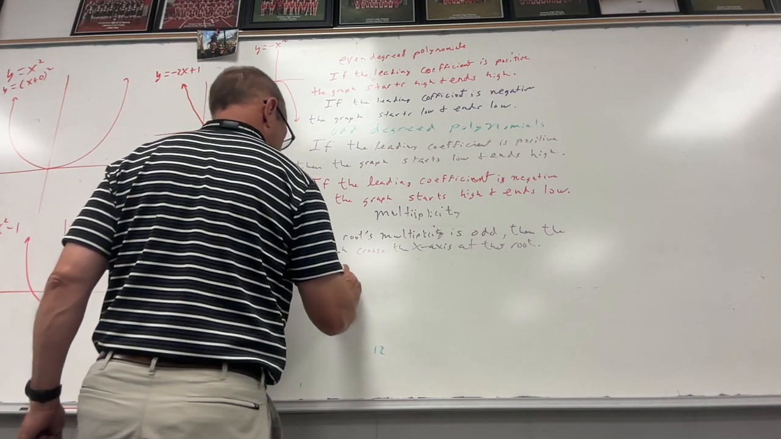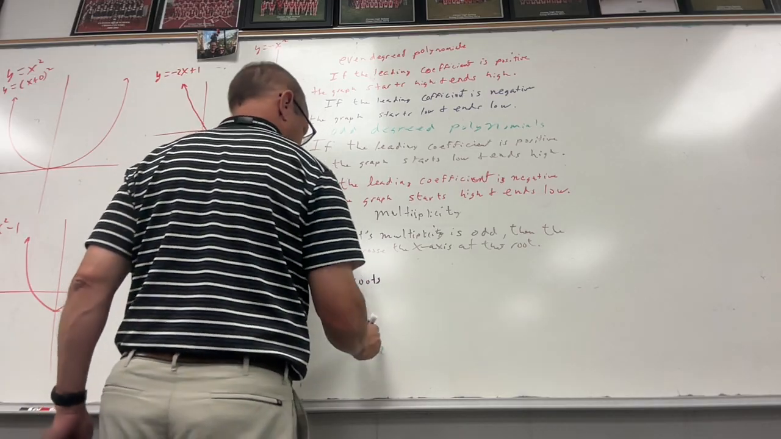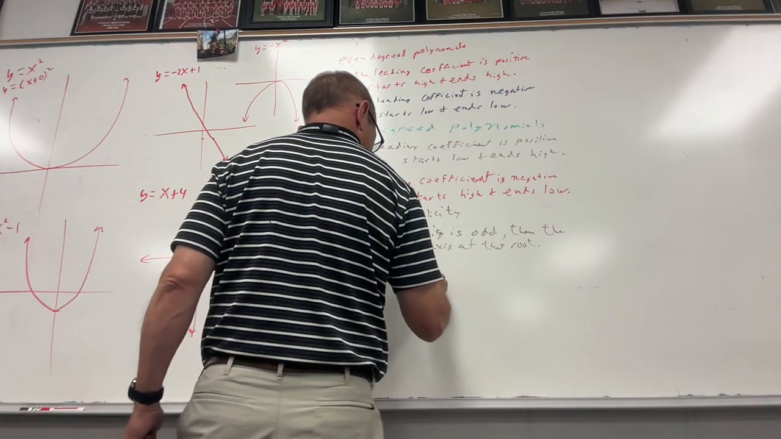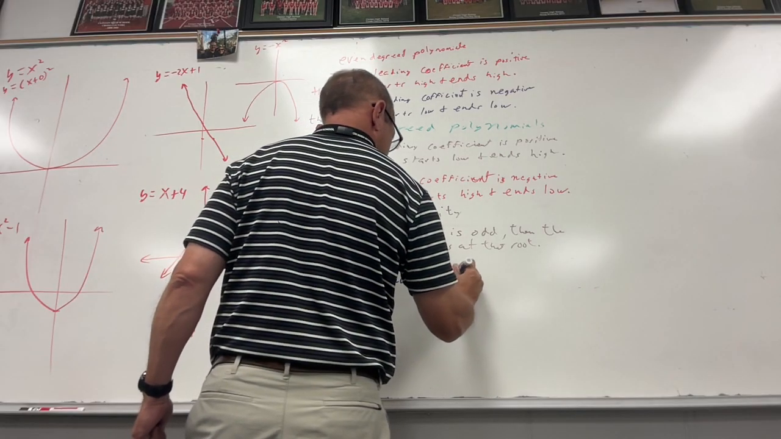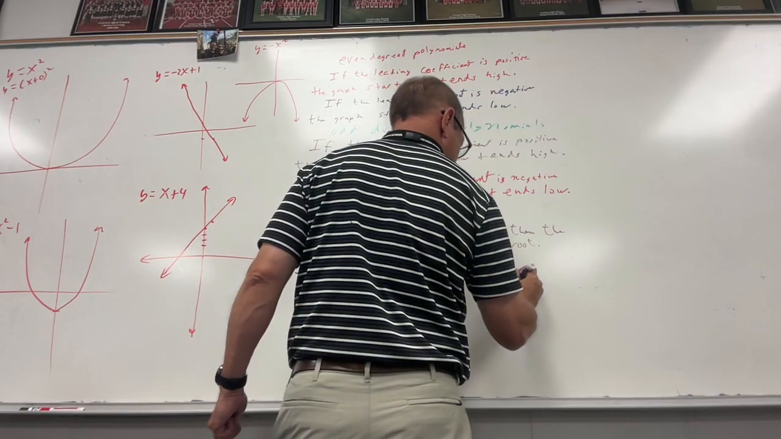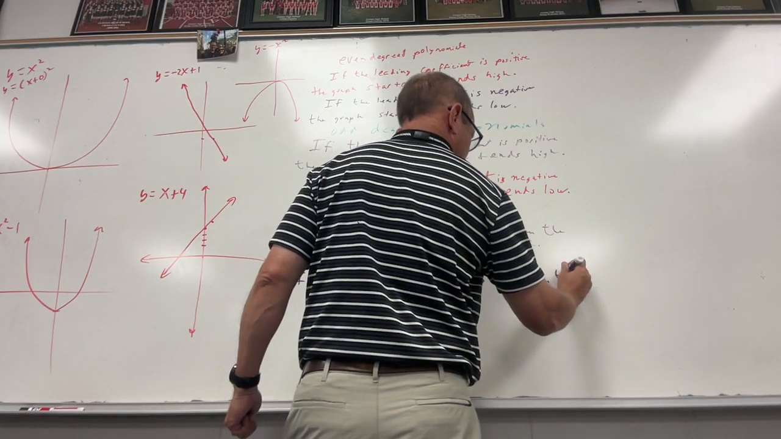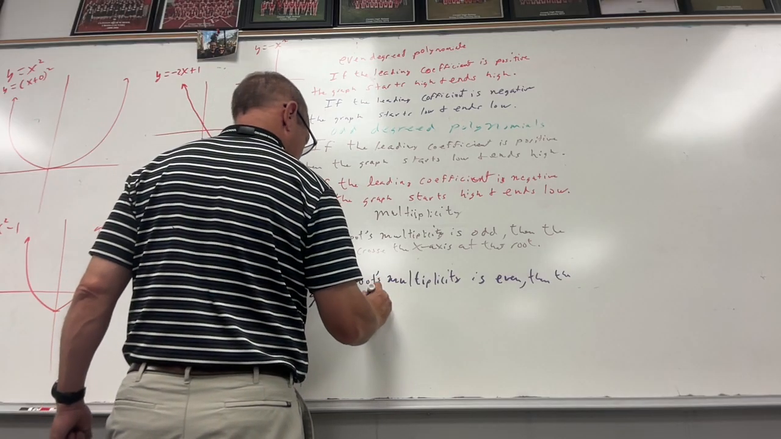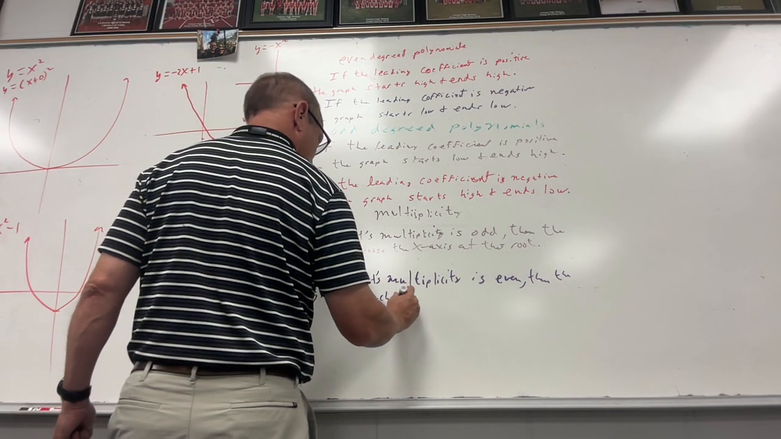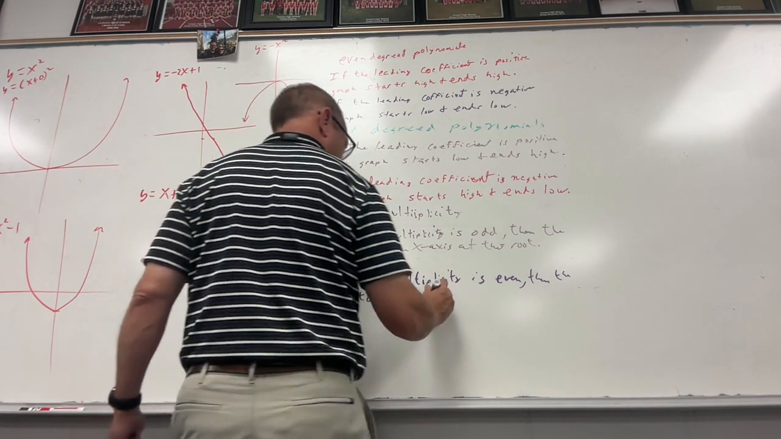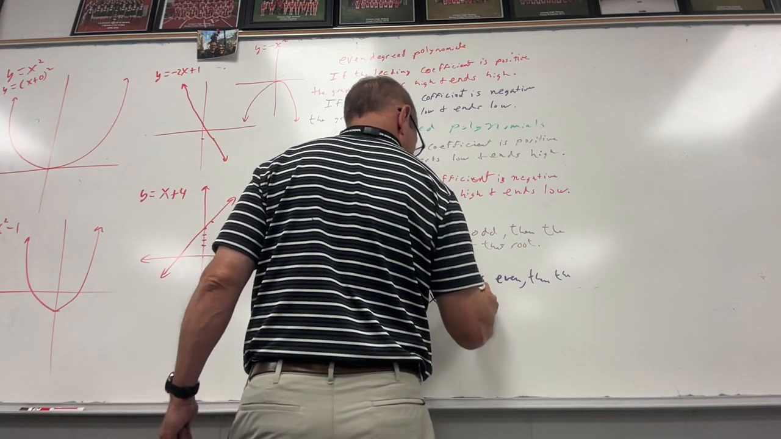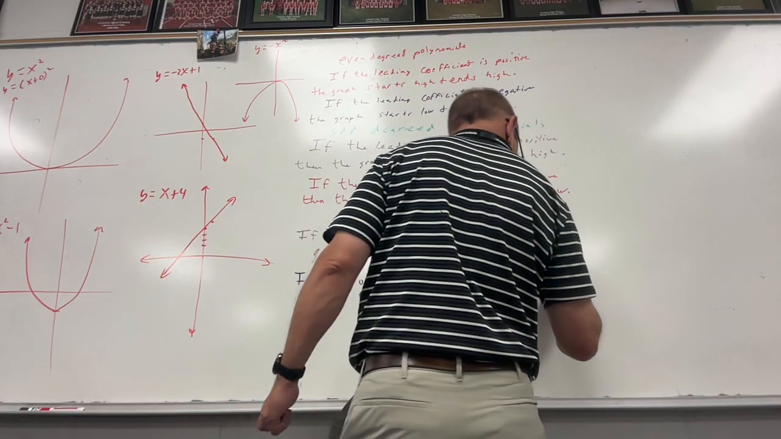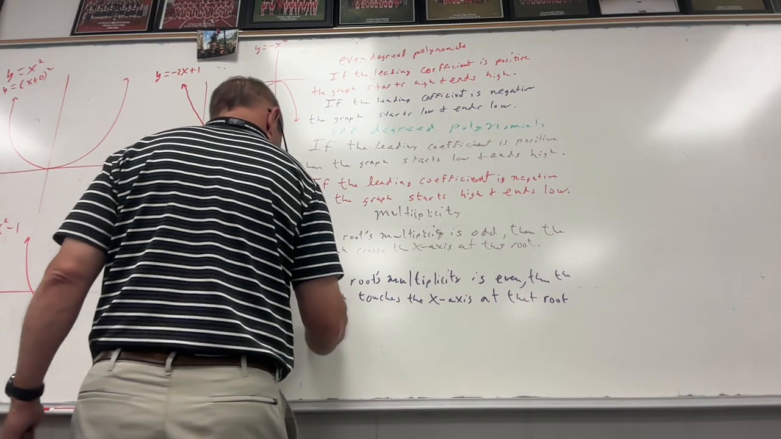If a root's multiplicity is even, then the graph touches the x-axis at that root and turns away.